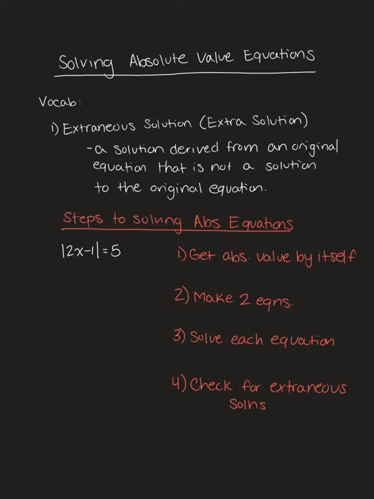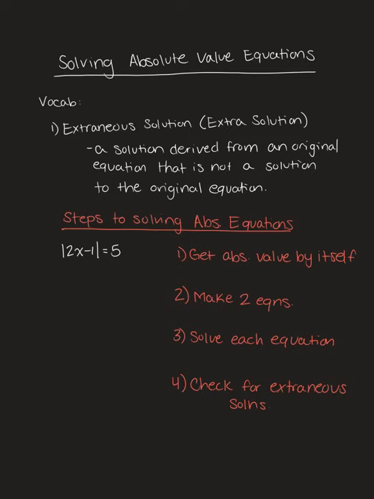A vocab word that you will need to know is an extraneous solution. This is an extra solution. It's a solution derived from an original equation that is not a solution to the original. So basically what this means is that if you solve an absolute value equation, you get an answer and you try to plug it back into the original and it doesn't work, that is an extraneous solution.